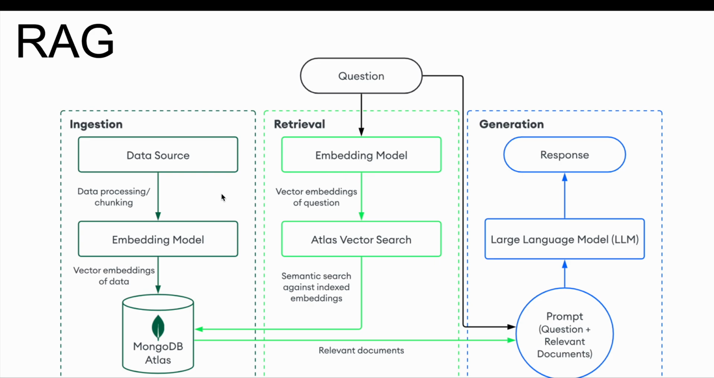We need to keep in mind that whatever embedding model we use in ingestion, we need to use the same embedding model. Let's say if we are using the OpenAI embedding model, we need to use the same OpenAI embedding model for generating the embedding vector for the question. Now we'll do a vector search, basically a semantic search against the indexed embeddings.